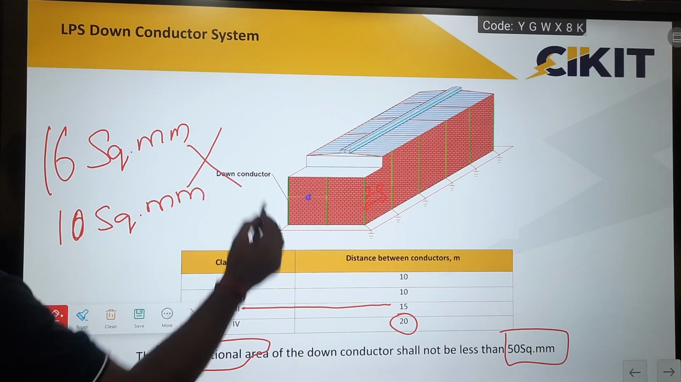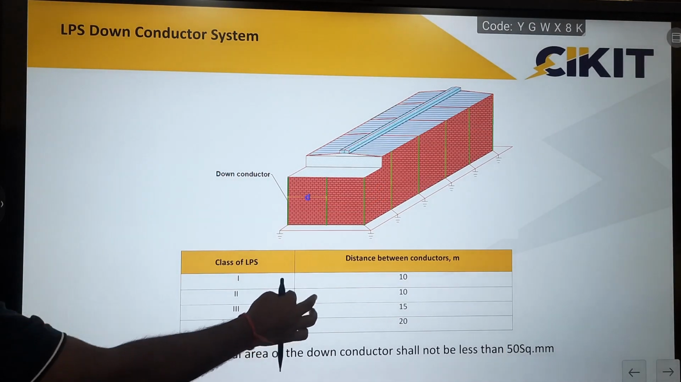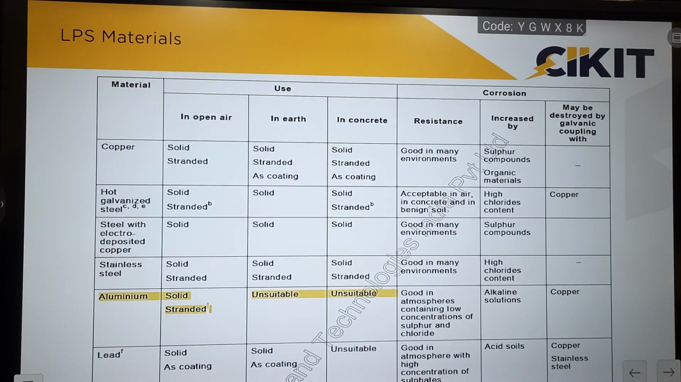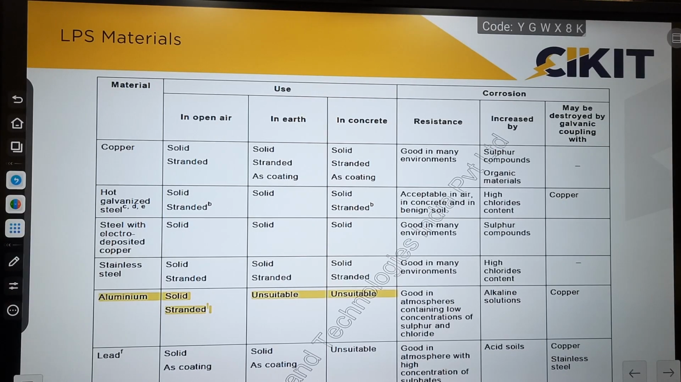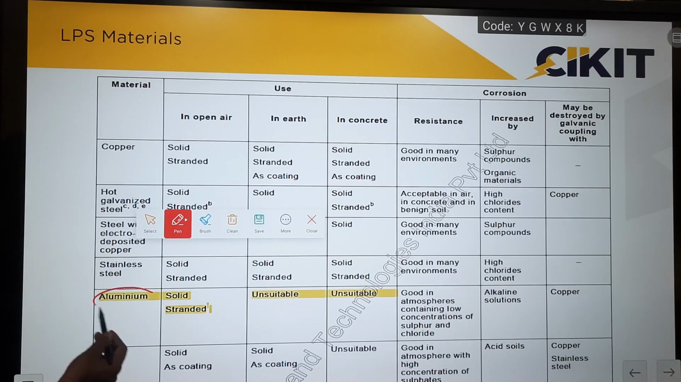But this should not be used. We should use a minimum of 50 square mm. So the standard provides details about the different materials that can be used for a lightning protection system and their sizes. In this, they have mentioned that copper, hot-dip galvanized steel, aluminum, and stainless steel can be used.